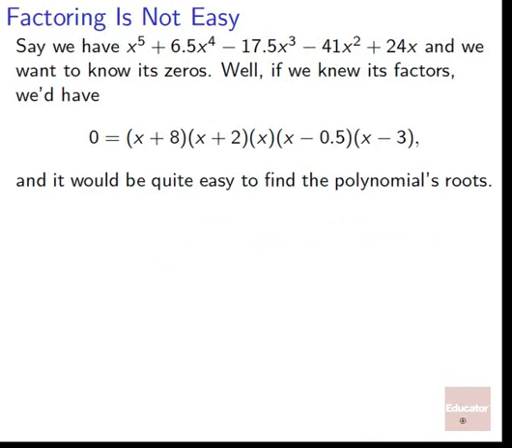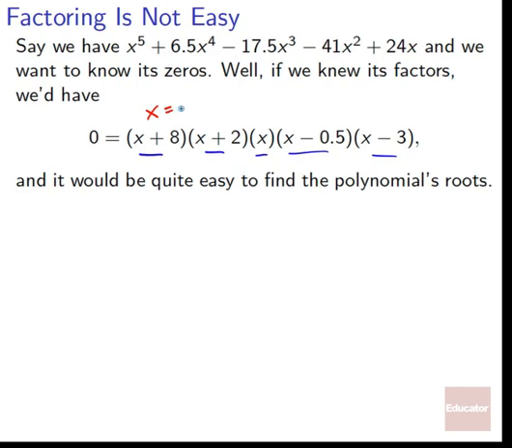Factoring is not necessarily easy. Say we've got something like x to the 5th plus 6.5x to the 4th minus 17.5x cubed minus 41x squared plus 24x, and we want to know its zeros. Well, if we knew its factors, we'd be able to break it into x plus 8, x plus 2 times x minus 0.5 times x minus 3, and it'd be really easy to figure out what the polynomial's roots are, right? At this point, we go, well, great.